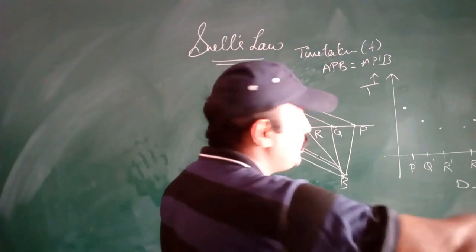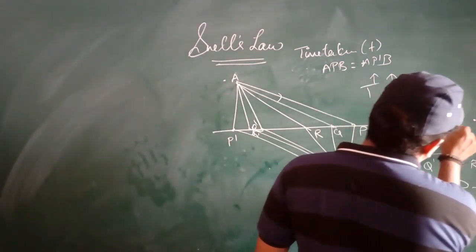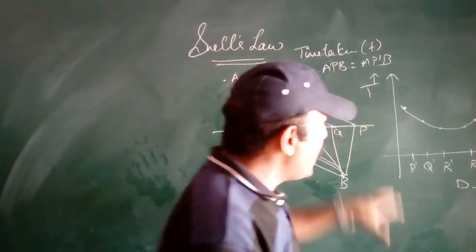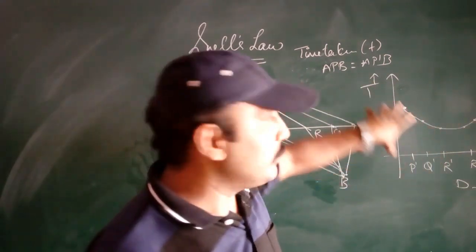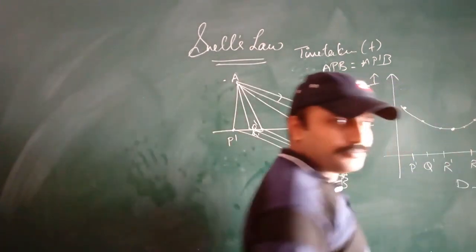So when I join the points, what will I get? When I join the points, I will get one curved path. Right, I will get one curved path. If you observe here, this will be our lowest point.